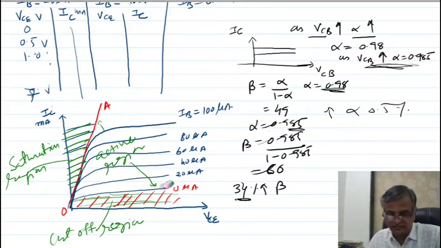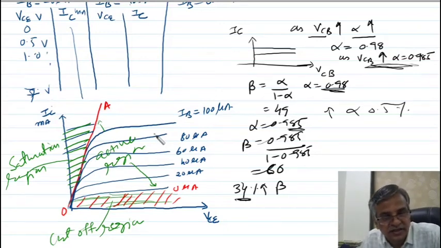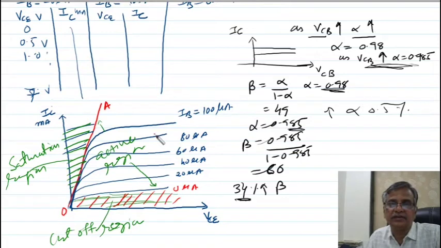In the active region, the base emitter junction is in forward bias and the collector junction is in reverse bias. If you want to operate the transistor as an amplifier, you have to operate the transistor in the active region. Means the base emitter junction you have to keep in forward bias and the collector base junction should be in reverse bias.